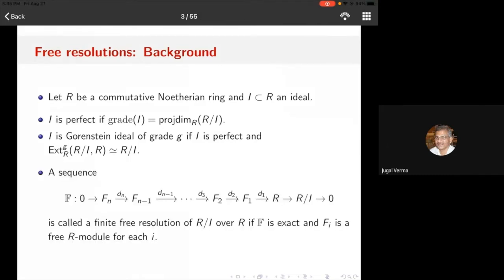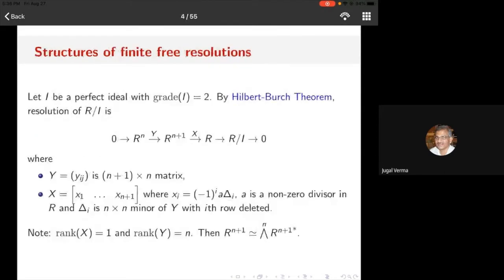As I mentioned earlier, we are going to study the structure of grade 4 Gorenstein ideals via free resolutions. A finite free resolution is a sequence of modules Fi with differential maps Di, such that the sequence is exact and each module Fi is free. In order to study the Spinor structure on codimension 4 Gorenstein rings, we use the result of Buchsbaum and Eisenbud, the structure theorem.